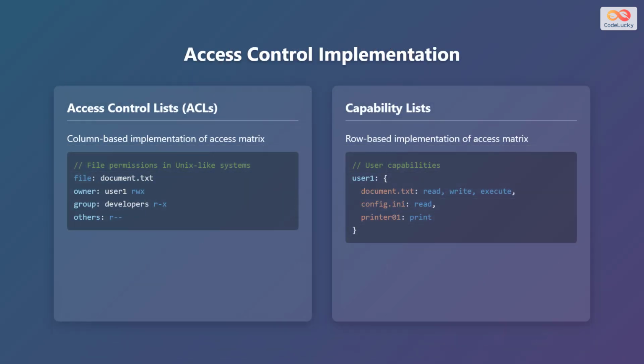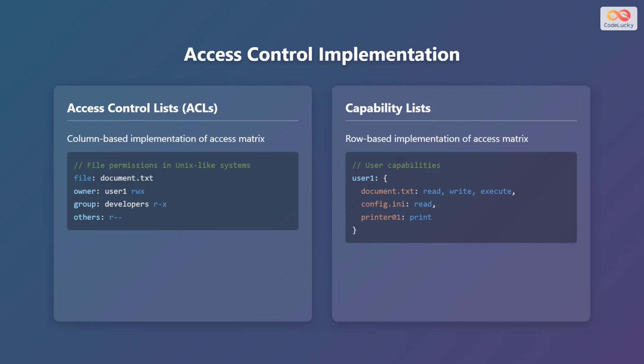Let's explore how access control is implemented in practice, focusing on access control lists and capability lists. Access control lists, or ACLs, are a column-based implementation of the access matrix, associating each object with a list of subjects and their corresponding access rights. For example, in Unix-like systems, file permissions are defined using ACLs. The file document.txt has an owner, user 1, with read, write, and execute permissions. The group developers has read and execute permissions, while others have only read permissions.